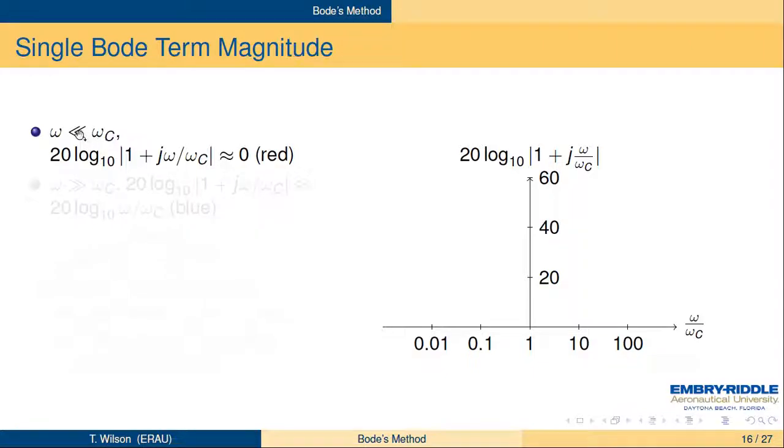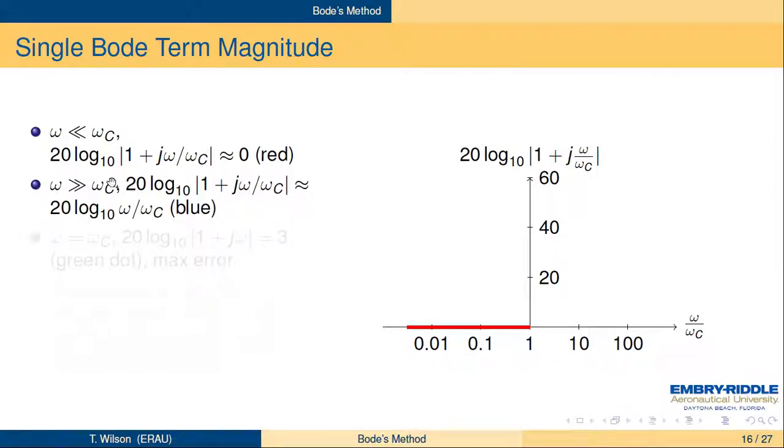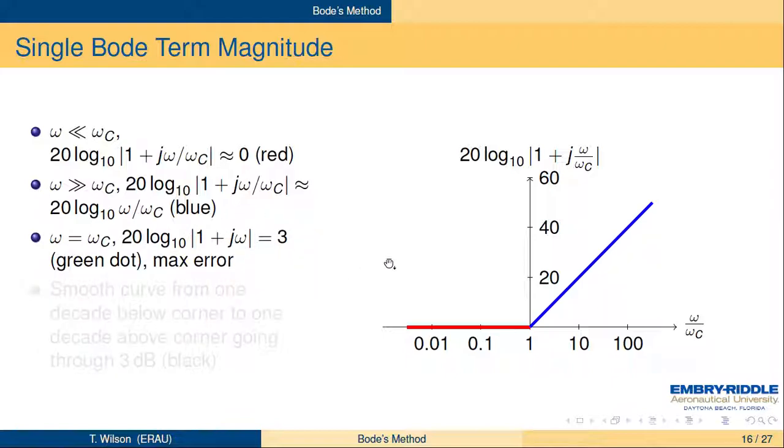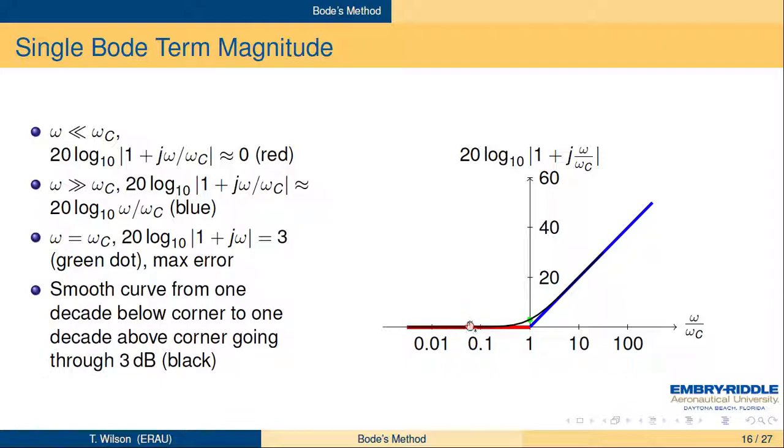When omega is a lot less than the corner frequency, you're just going to get 20 log base 10 of 1, which is 0. And when omega is a lot bigger than the corner frequency, the gain is going to be 20 log base 10 of omega over omega corner, which is just a straight line that starts at 0 dB and has 20 dB per decade growth with omega over omega c. We know that at the corner frequency there's a 3 dB error, so we can put a little marker there, and then the smooth curve will connect those and go through the correction.